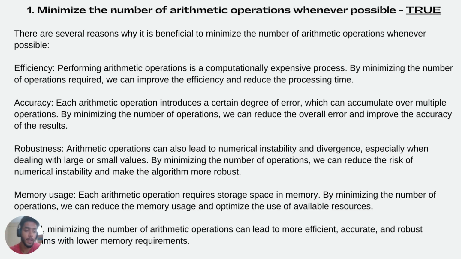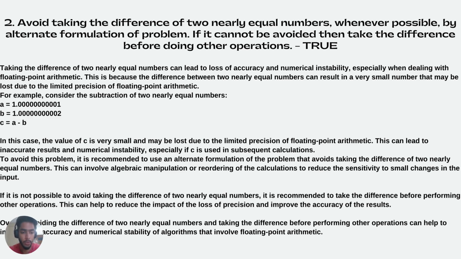And the fourth thing is the memory usage. Each arithmetic operation requires some storage space in memory, and by minimizing the number of operations, we are also reducing the storage space which is required by the operations in the memory. And by minimizing the number of arithmetic operations, we can have a more efficient, accurate, robust, and less memory-using system. Now let's move on to the second question.